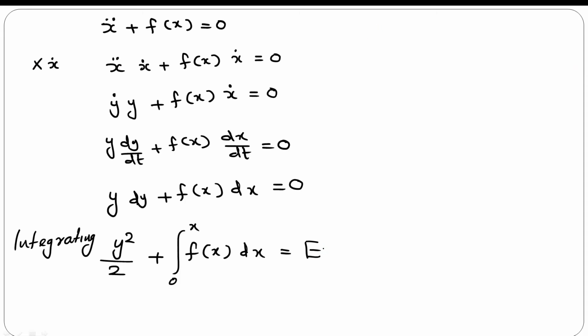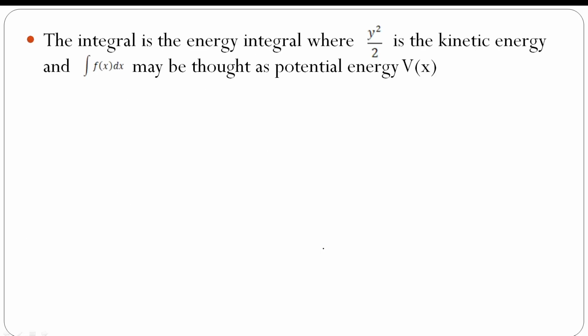So this integral, you just look: y square by 2 plus integral f of x dx equal to E. Actually, this is the energy integral. Here the term y square by 2 is the kinetic energy, and integral f of x dx may be thought of as the potential energy. We will say that E stands for the total energy.